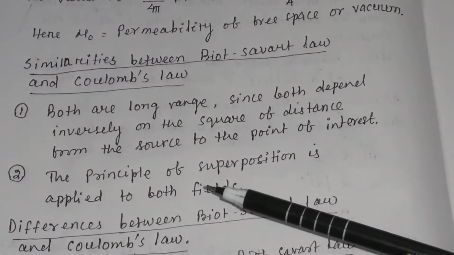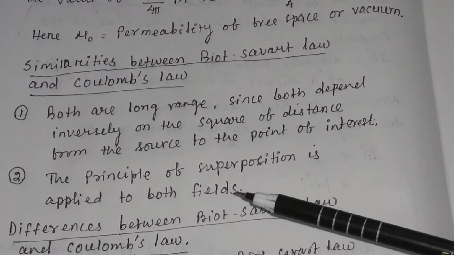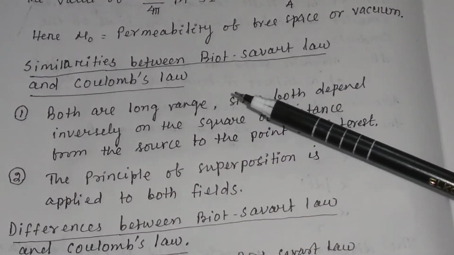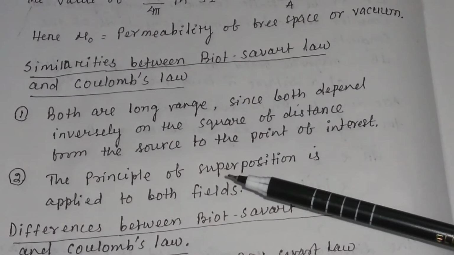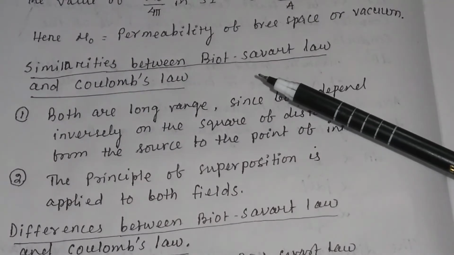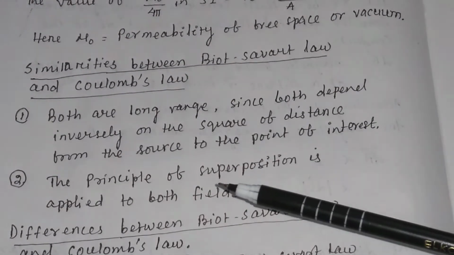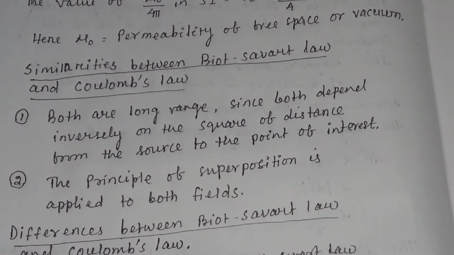Then number 2, the principle of superposition is applied in both fields. In case of Coulomb field, we apply the principle of superposition. In case of Biot-Savart law, for the magnetic field, we also apply the principle of superposition.